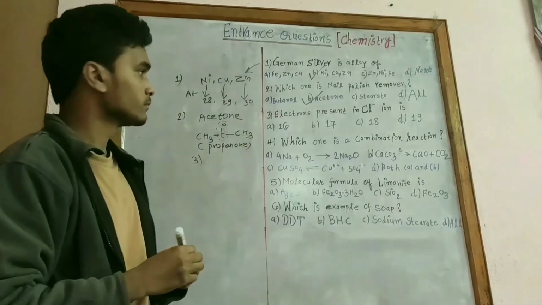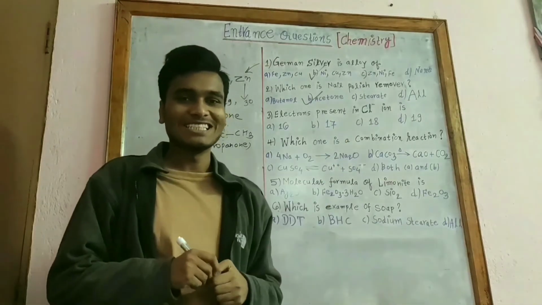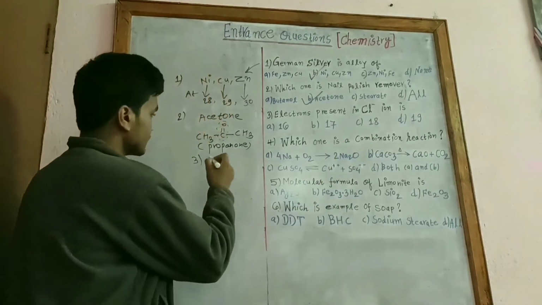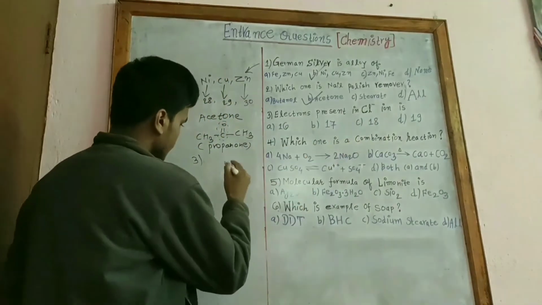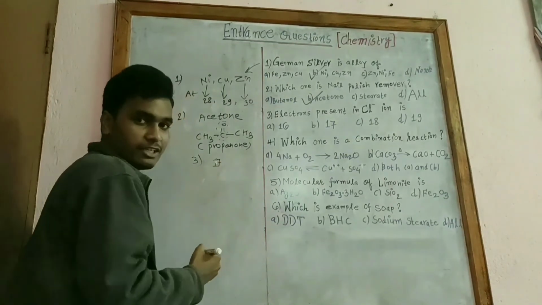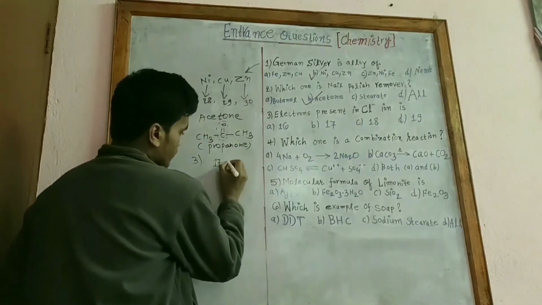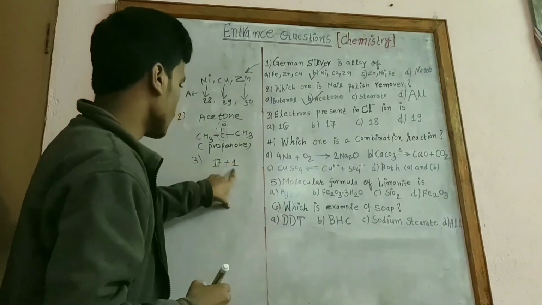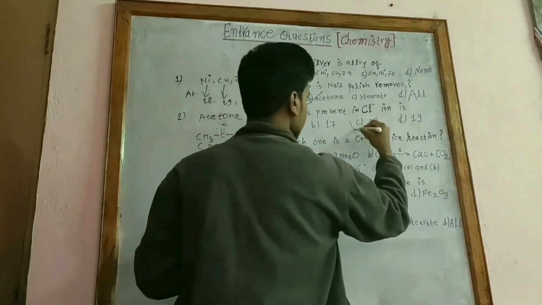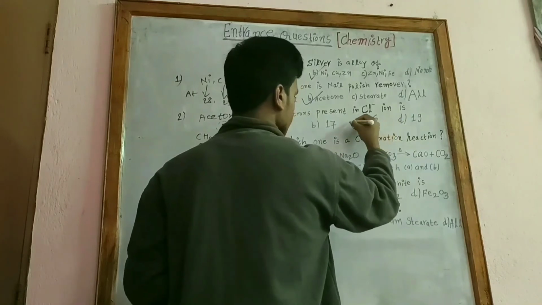Question number 3. Electrons present in the Cl minus ion. The minus charge indicates that chlorine has got one extra electron. That is, chlorine has 17 electrons because its atomic number is 17, and there are 17 protons. Plus 1 for the minus charge, that equals 18. Therefore the answer is 18. Answer is C.